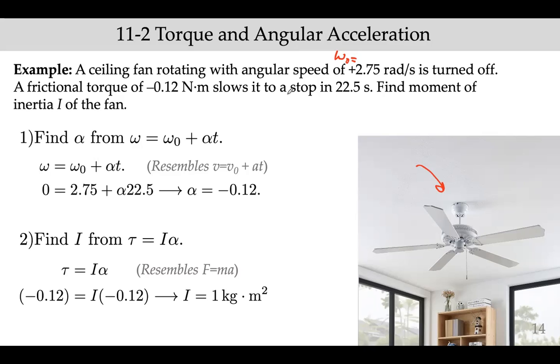So you basically cut that electricity. Of course, it will continue turning a little bit, but it will slow down and finally stop because of the frictional forces. So a frictional torque of negative 0.12 Newton meters slows it to a stop in 22.5 seconds. Find the moment of inertia I of the fan.